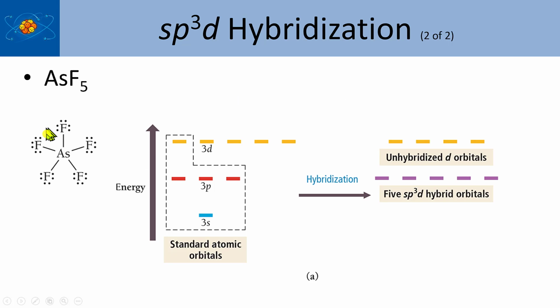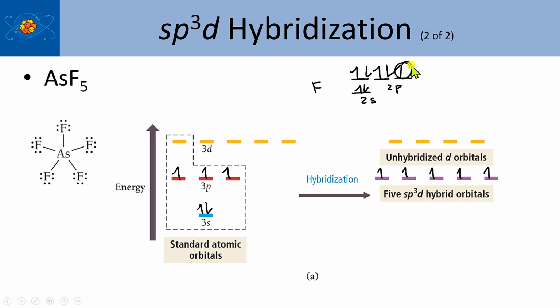Closer look at the bonding scheme. Arsenic has 5 valence electrons, so it looks like this in its ground state. Once we hybridize it, we put the electrons all together into the hybrid orbitals like this. These are the unhybridized d orbitals at the top. So when I look at the orbital diagram for fluorine, fluorine looks like this. This is 2s and 2p. We have 7 valence electrons like this, and there's 1 unpaired electron.